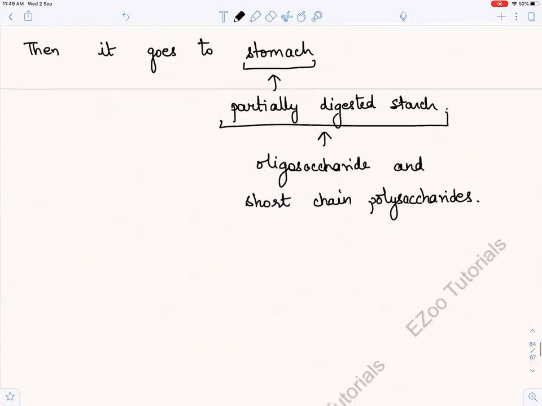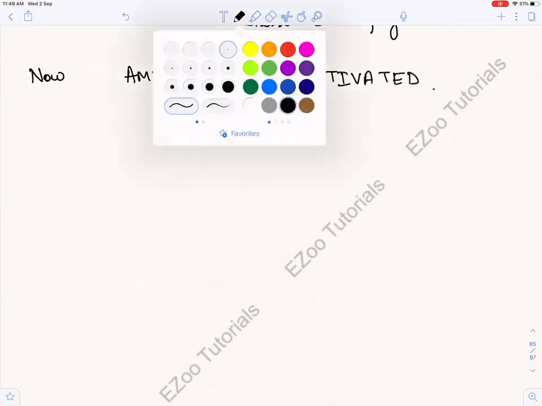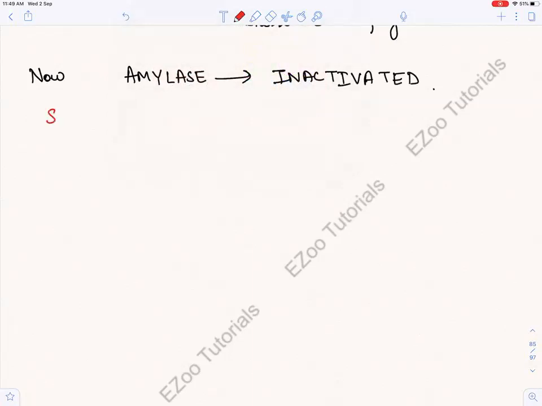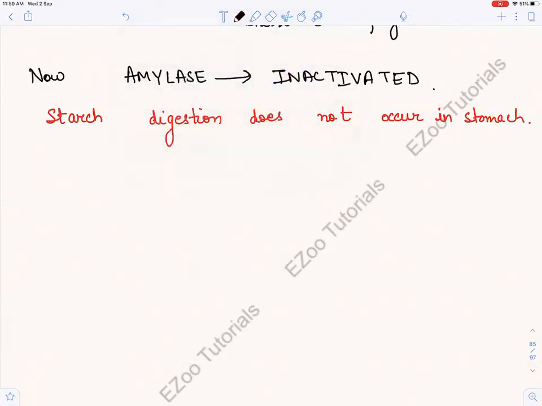Now what will happen when it comes to the stomach? Now this poor amylase, what happens to this? It is inactivated. So basically, what are we trying to say? We're trying to say starch digestion does not occur in the stomach. Okay, then nothing happens uselessly in our body.